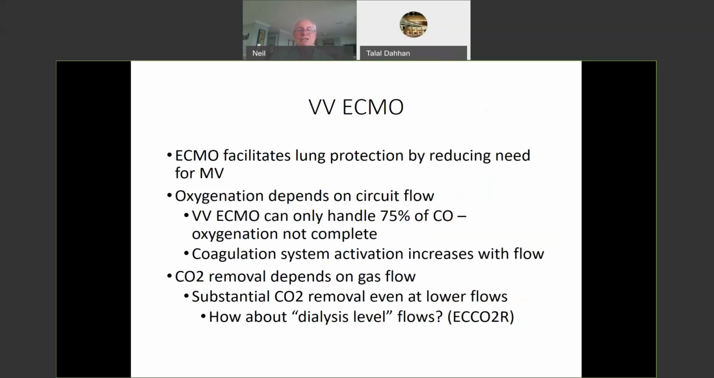CO2 removal is much easier. Substantial CO2 removal even at lower flows. And this, of course, has led to the interest in what we call extracorporeal CO2 removal, which is really flows through the oxygenator that are quite low, down in the 250 to 500 mLs per minute range, dialysis level flows. And these are being looked at. But again, I want to emphasize these are really good at CO2 removal, but not particularly good at oxygenation.